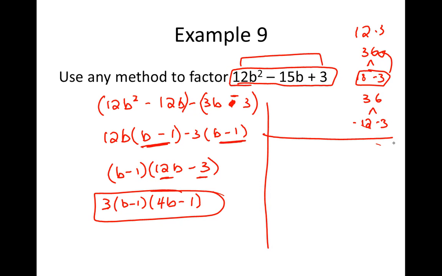We won't finish it the whole way, but I could have pulled out a 3, and I'm left with 4b squared minus 5b plus 1. And I do the same thing I did before, but now we're just trying to find factors of 4 that sum to 5. That's pretty easy to do, right? 4 and 1, if they're both negative, you get exactly the same thing.